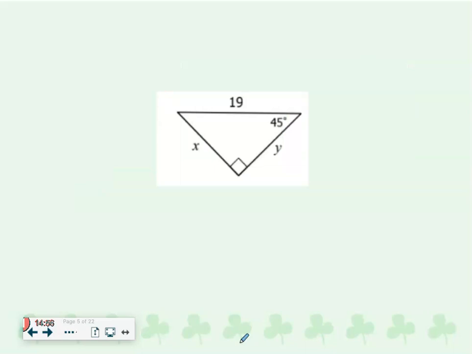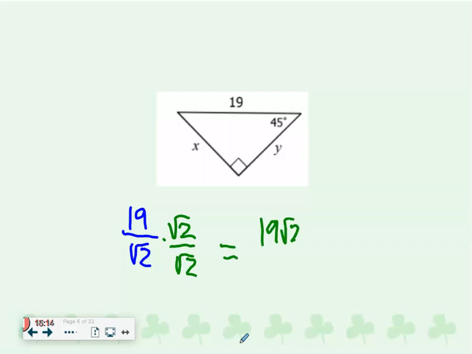Okay, now this is the goofy one. I don't have a square root here, so what am I really dividing by? Root 2. But remember, we can't have that down there. 19 root 2 over 2. So you could leave it like this, or what's 19 divided by 2? 9.5, right? Like that kind of a decimal. Does that make sense? Okay.